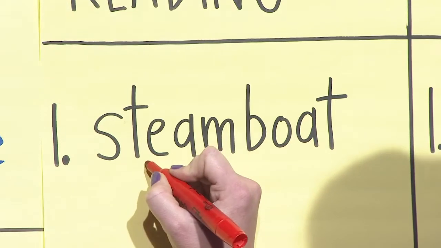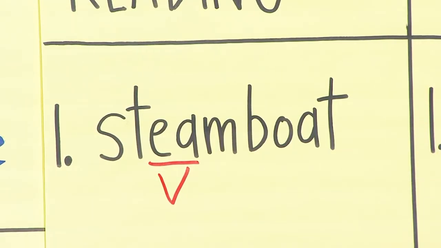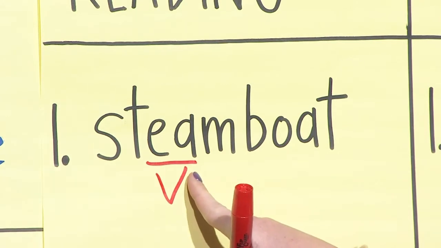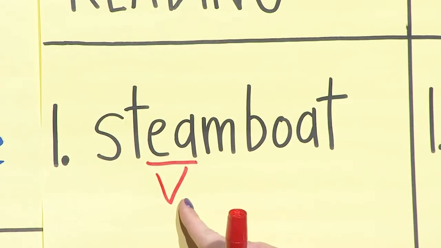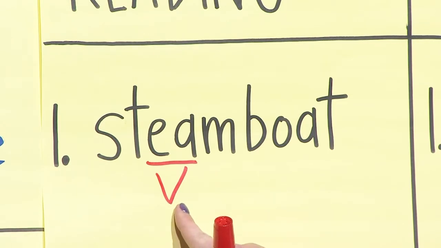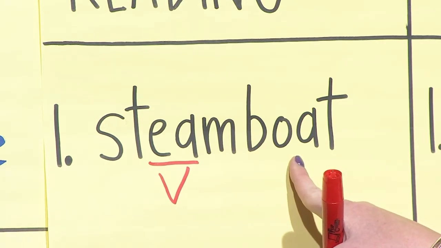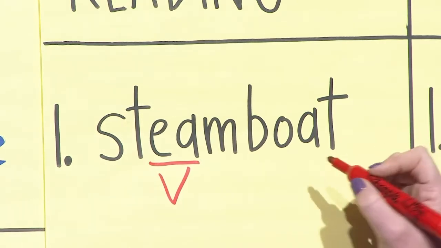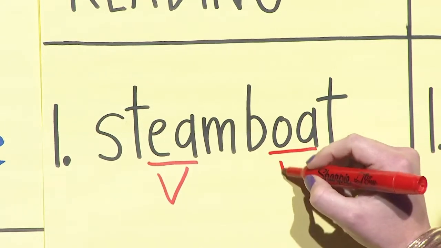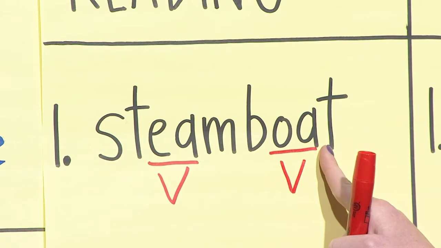So I'm going to underline this together and put one V, because I know that those 2 vowels are a team and they're going to make one vowel sound. So I will put one V under it. Let me see if I can find another vowel. I see O and A. And O and A are also a vowel team. So I will underline it and put one V because they will make one vowel sound.